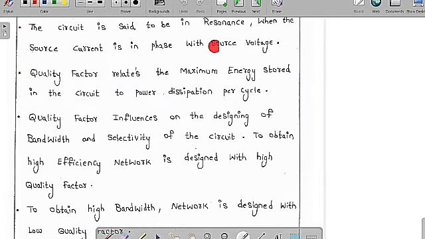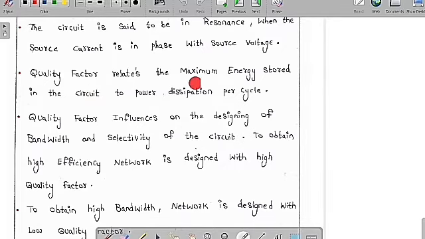A circuit is said to be in resonance when the source current is in phase with the source voltage. A circuit is said to be in resonance only when the supply voltage and the supply current are in phase with each other. There is no phase difference. Then only we can say that the circuit is purely resistive, and this condition we call the circuit being in resonance.